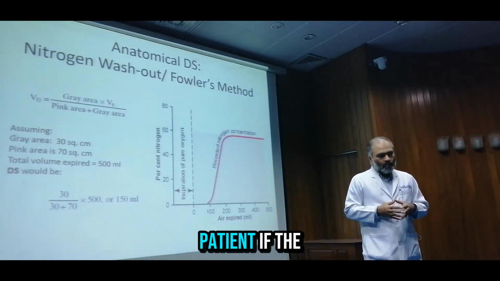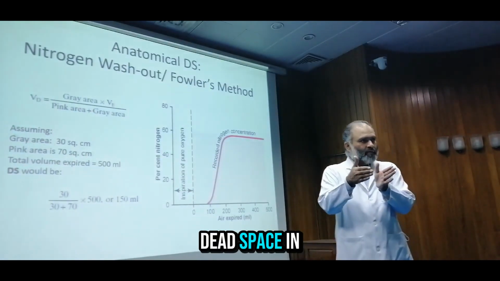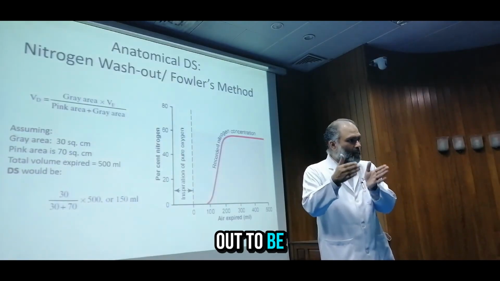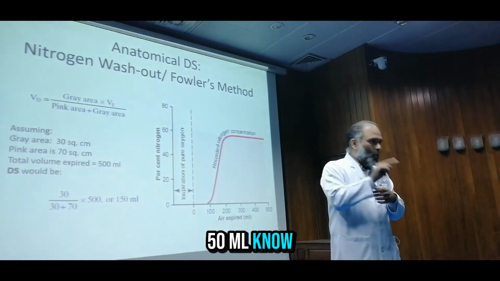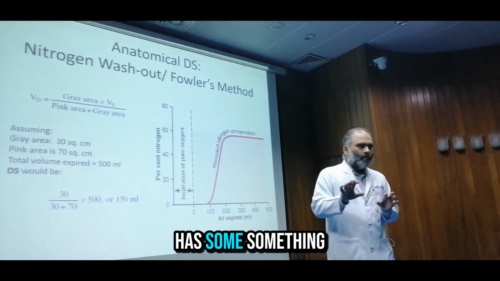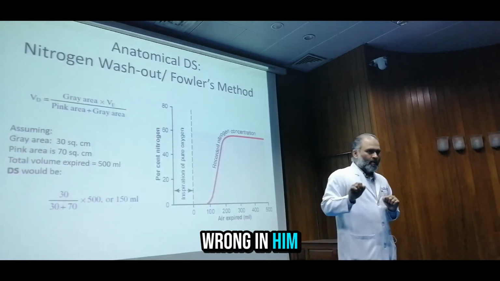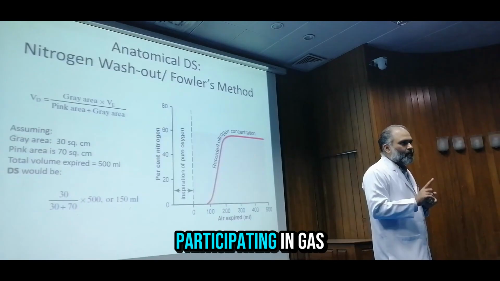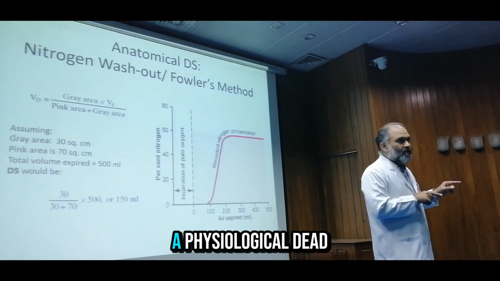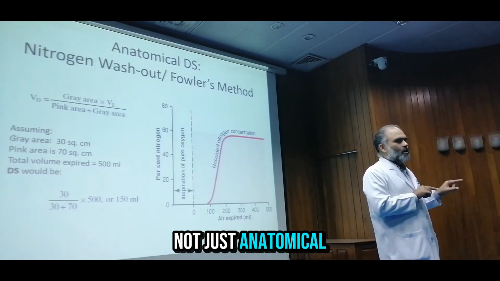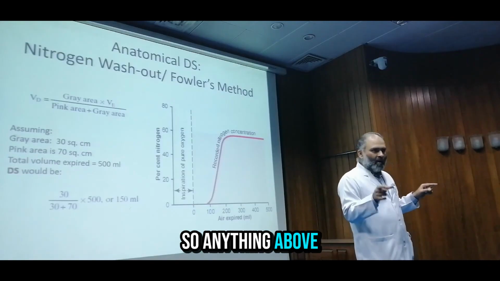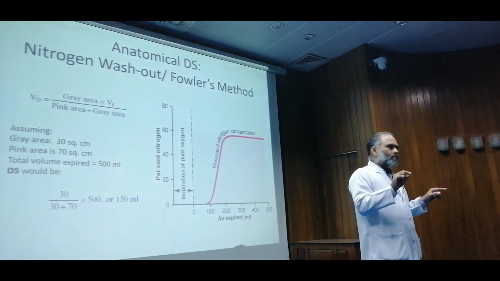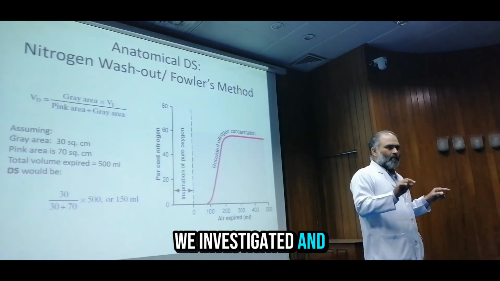So in a patient, if the total dead space comes out to be more than 150 ml, know that this guy has something wrong in him. There are areas of the normal healthy lung which are not participating in gas exchange because he has a physiological dead space, not just anatomical dead space. So anything above 150 ml should be investigated, and it's a problem.